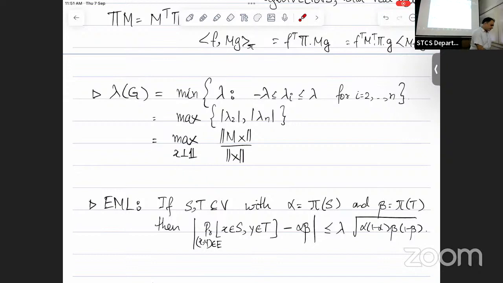If alpha is pi of s and beta is pi of t, then if you pick a random edge and ask what is the chance that your two endpoints lie in s and t respectively, versus you just pick two independent x and y and ask what is the chance that x is in s and y is in t, these two values don't differ by much. There is some sort of error term, and depending on the context, this error term might be small. And one thing is clear: if lambda is small, then the error term is also small.